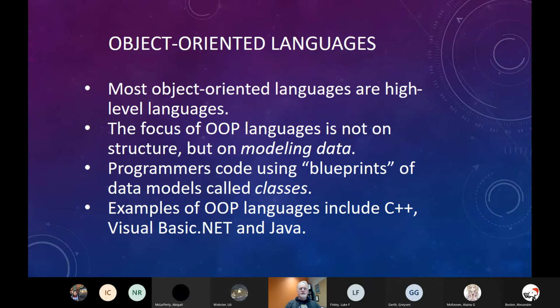Object-oriented programming languages include C++, Visual .NET, Java. C++ and Java, I guess it depends on who's trying to sell you, but the two together probably make up the huge majority of the coding that goes on out there today. If you know C++, you pick up Java real fast. If you know Java, you can pick up C++ real fast. They're really similar.